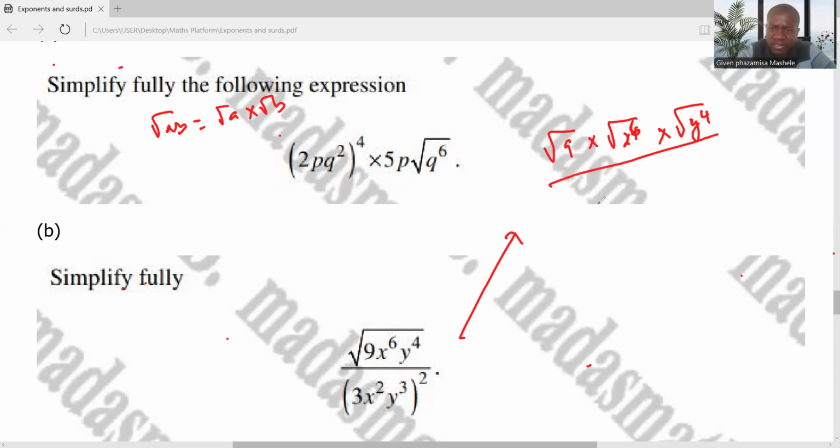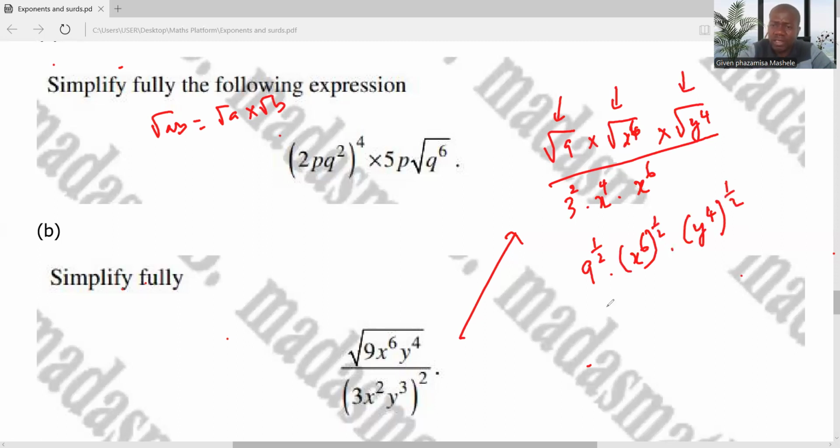So still expanding, this is 3 squared. This is x to the power 4. You understand that? This will be x to the power 6. So we can change it one by one here, to say the square root of a number is that number to the power of half. So it's 9 to the power of half, it's x to the power of 6 to the power of half, it's y to the power of 4 to the power of half. It's one and the same thing. So this becomes 3 squared, x to the power of 4, x to the power of 6. Let me say y, no, not x.